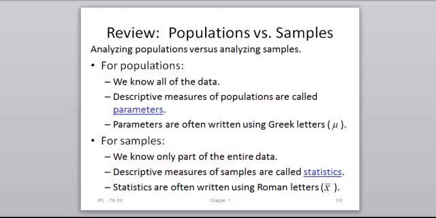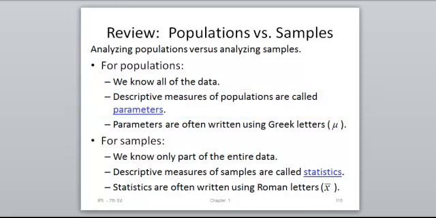So we're going to do a quick review. Now this review is very important. We're going to review population versus sample, analyzing populations versus analyzing samples. Now for populations, that means we know all of the data. We get descriptive measures of population, and we call them parameters.